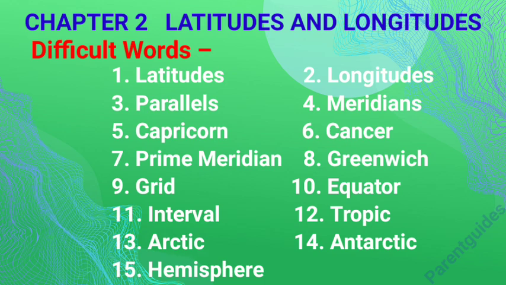Chapter 2, Latitudes and Longitudes. Difficult words. 1. Latitudes. 2. Longitudes. 3. Parallels. 4. Meridians. 5. Capricorn. 6. Cancer. 7. Prime Meridian. 8. Greenwich. 9. Grid. 10. Equator. 11. Interval. 12. Tropic. 13. Arctic. 14. Antarctic. 15. Hemisphere.